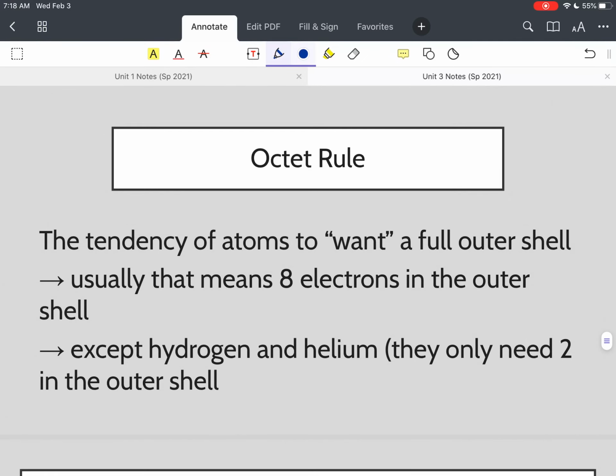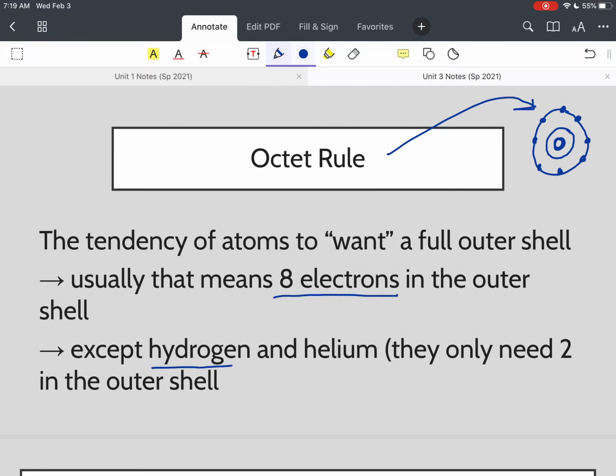During your stations, you should have been able to define the octet rule. So this is just the tendency of atoms to want that full outer shell, right? So they want to have that full 8 electrons in their outer shell. So remember we looked at Bohr models, right? And we can have many different shells. But as long as that outer shell is full, 2, 3, 4, 5, 6, 7, 8, this is satisfying our octet rule, okay?